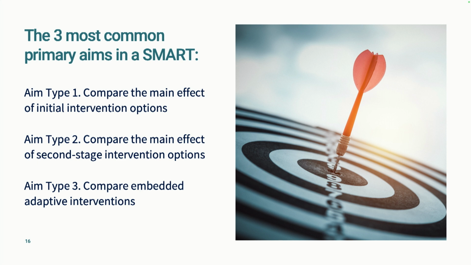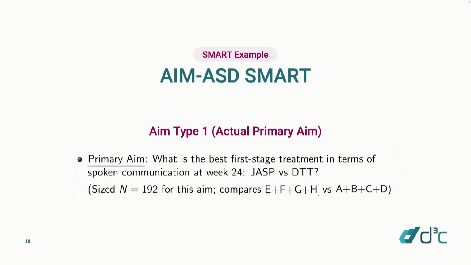So AIM type 1 is compare the main effect of initial intervention options. All right. AIM type 2 is compare the main effect of second stage options, and AIM type 3 is compare embedded adaptive interventions. Let me show you quickly what we meant by these three things. So, what is the best first stage treatment in terms of spoken communication at week 24? What's missing from this sentence is what is the best first stage treatment in terms of spoken communication at week 24 in the context of a world in which I'm going to adapt at the second stage.